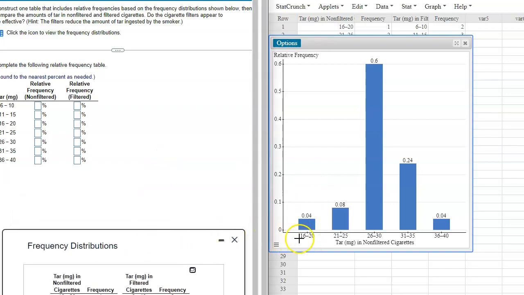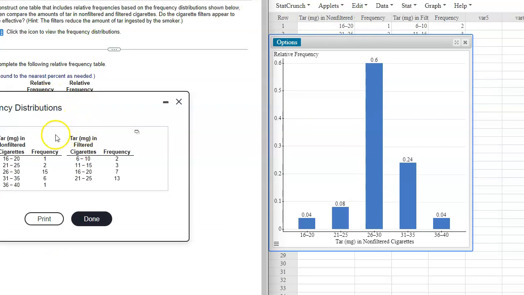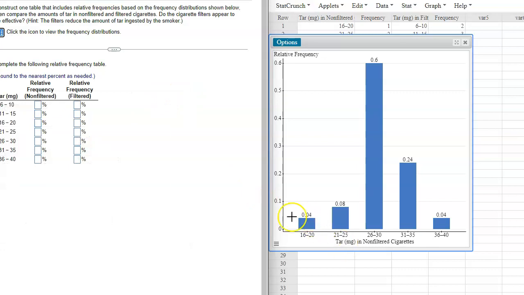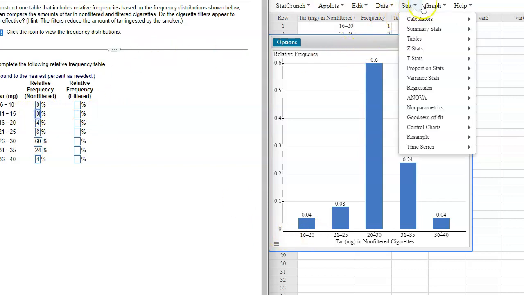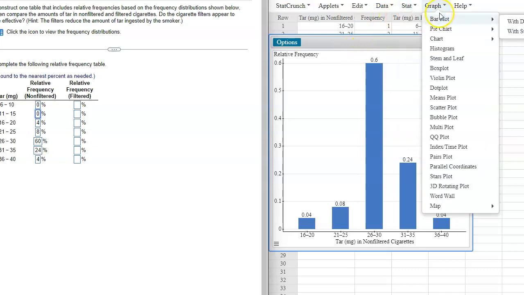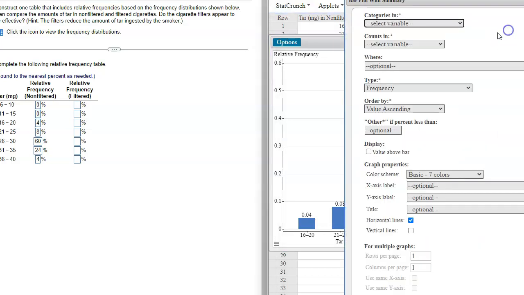This shows me that, as we already knew, the class of 16 to 20 milligrams has a relative frequency of 0.04, which is 4%. The next class, 0.08, is 8%. We had already calculated that 60%. I can see 24% there, and I can see 4% there. Notice this doesn't go below 16. These first two classes have a relative frequency of 0.